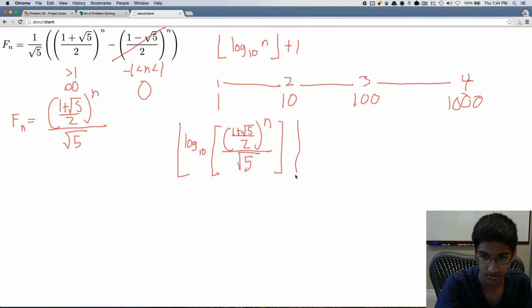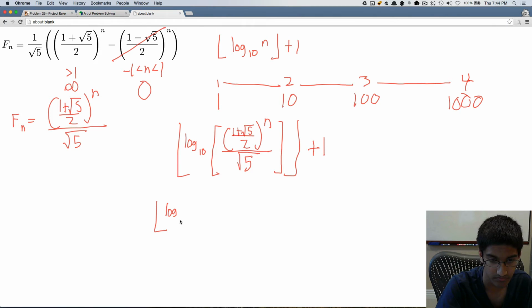And we'd have the floor of this, and then we add 1. Now we can go ahead and simplify this log a little bit. We know that if we have a log of a division, it's equivalent to the log of the numerator minus the log of the denominator. So you can go ahead and simplify this out.